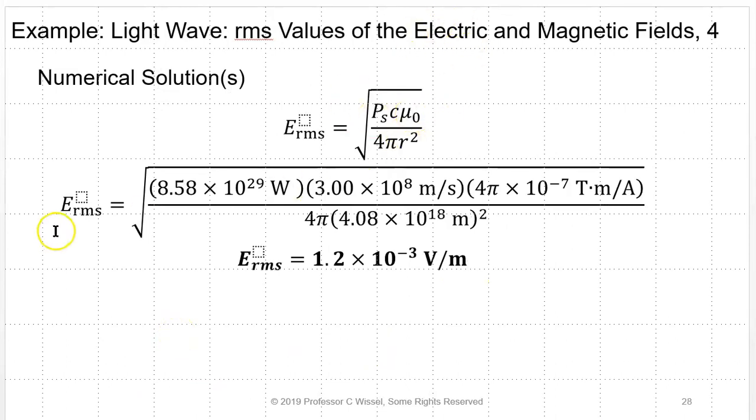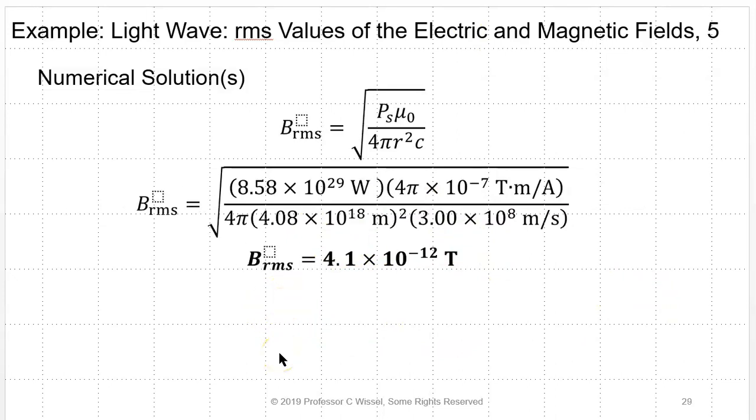And we're using this formula. Here's the power of the star converted to watts. Here's the speed of light. Here's our old friend, mu naught. And we have 4 pi and, of course, the radius squared. It turns out the electric field strength is 1.2 millivolts per meter.